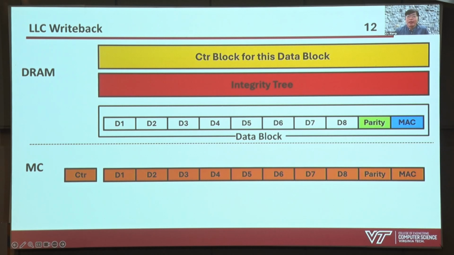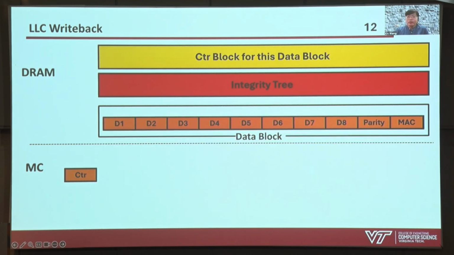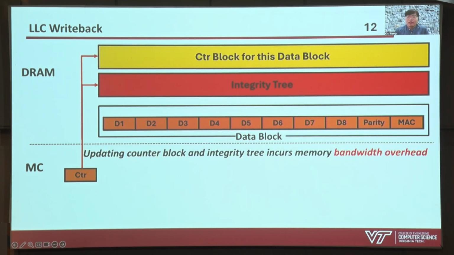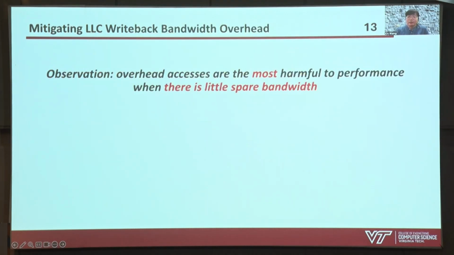The last-level cache write-back on CounterLite has overhead accesses. The memory controller needs to increment the counter and use the new counter value to re-encrypt the data before writing it to DRAM. Different from memory read, CounterLite still needs to update counter blocks and the integrity tree during memory write for reliability and security. We'll have more discussions about this in the paper. Updating the counter block and the integrity tree and later writing them back to DRAM incurs DRAM bandwidth overhead. In general, the overhead accesses are most harmful for performance when there's little memory bandwidth to spare.